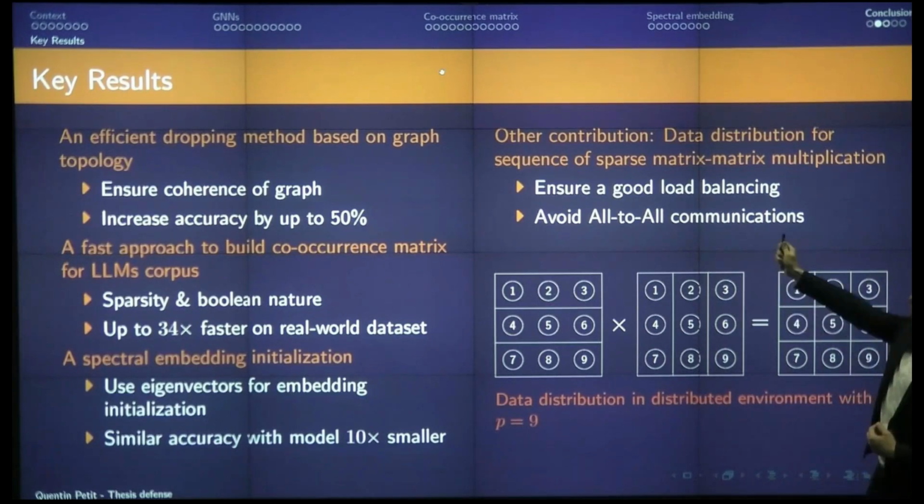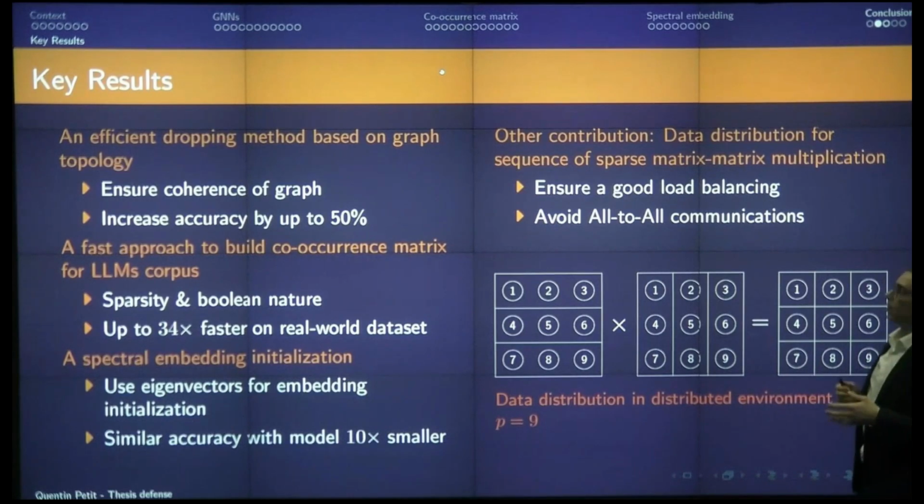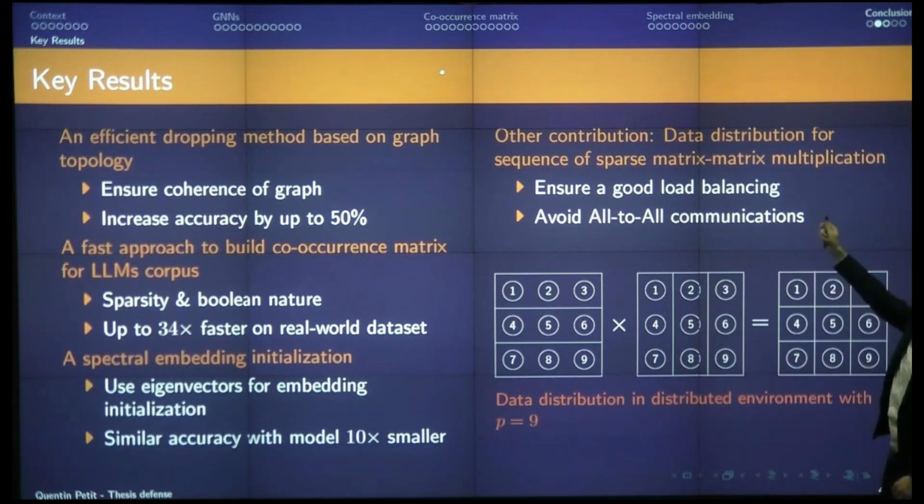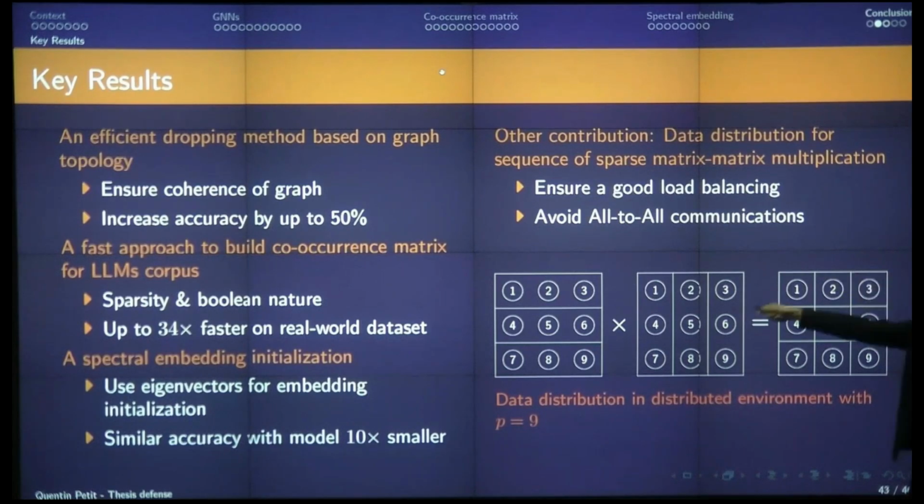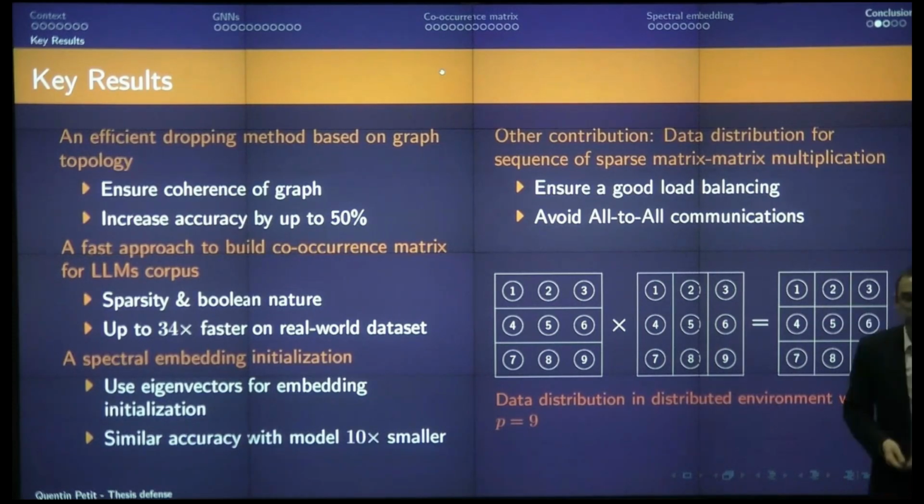During my thesis, I also worked on something else that I didn't add in this presentation. We defined a new data distribution for a sequence of sparse matrix multiplications, which is a very common operation in graph neural networks. The data distribution ensures that we have good load balancing, and we also avoid all-to-all communication when we realize the succession of matrix multiplications.